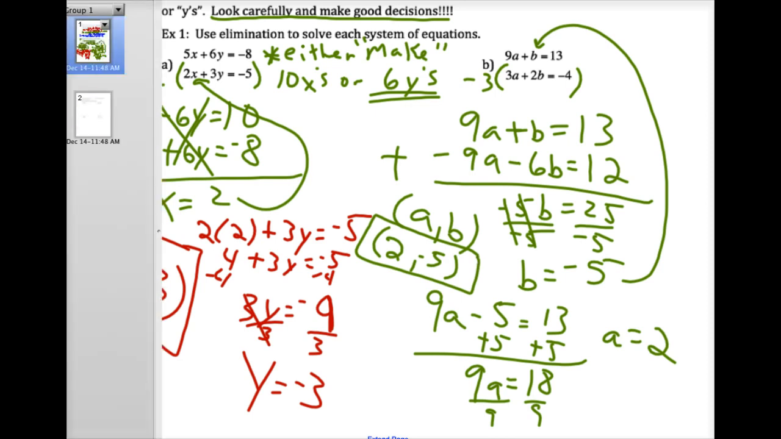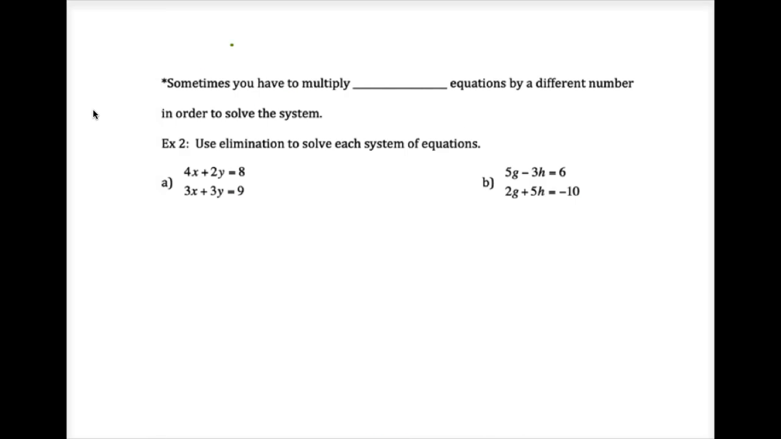Sweet. All right, jump to the back. Okay, sometimes we have to multiply both equations by different numbers in order to solve our system. 3 can never become 4, and 2 can never become 3. So we got to multiply them both by something. Think about what Sidaro said. Least common denominator. Okay? What's the LCD of 4 and 3? 12.